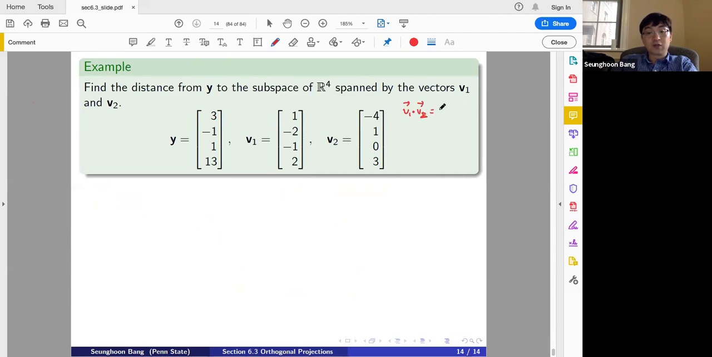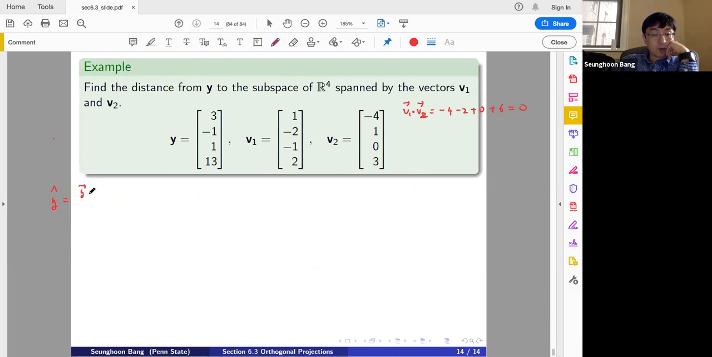The 1 times minus 4 is negative 4. Negative 2 times 1 is negative 2. Minus 1 times 0 is 0. 2 times 3 is 6. Yes, it's orthogonal. So you can use this idea. The first one, you can find y hat. The y hat is, what's that?